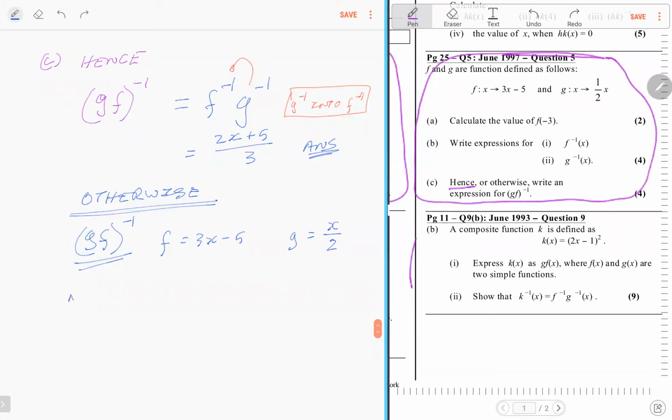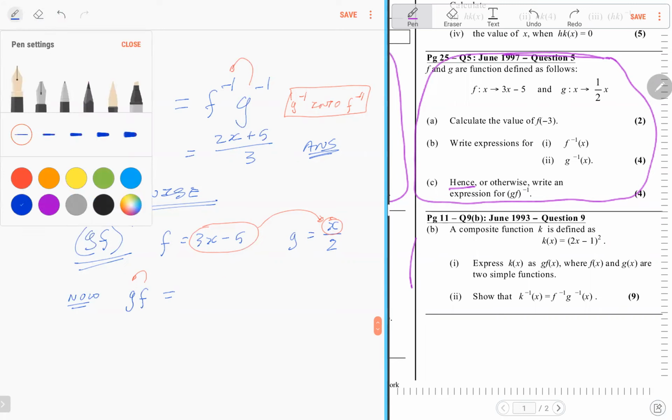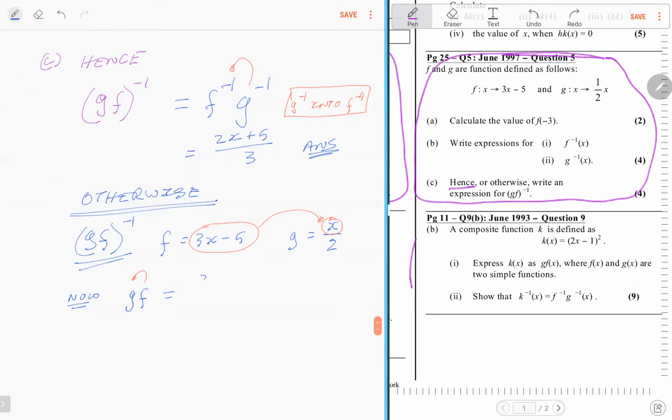So now the gf, which I have to find first, is equal to f into the g. I'm going to mark it for you. It means the f into the g right here. That's what this means, f into g. And that would then become 3x minus 5 divided by 2. That will be the gf.